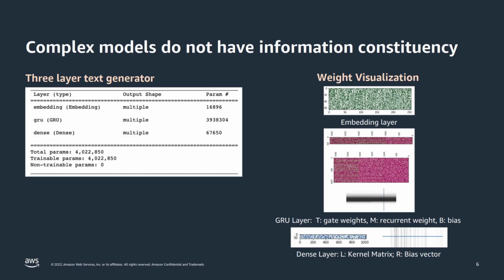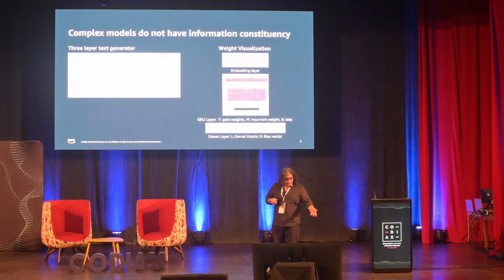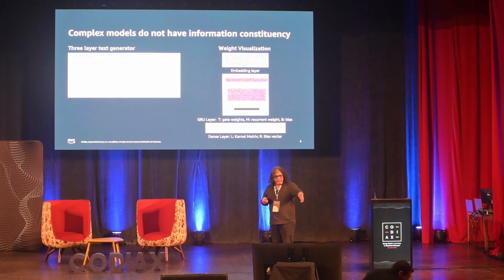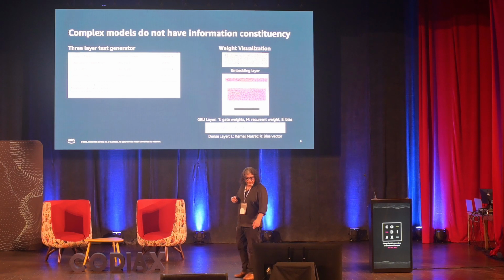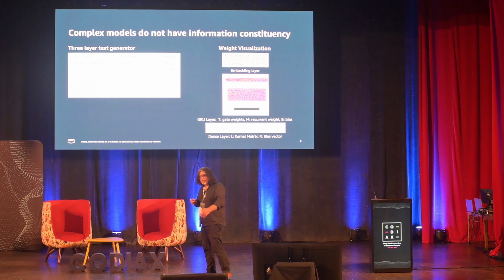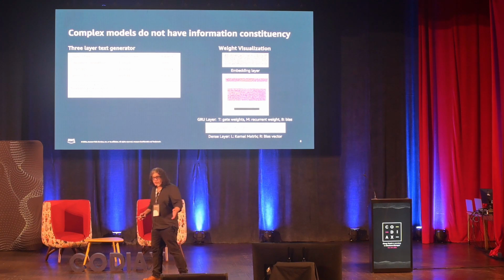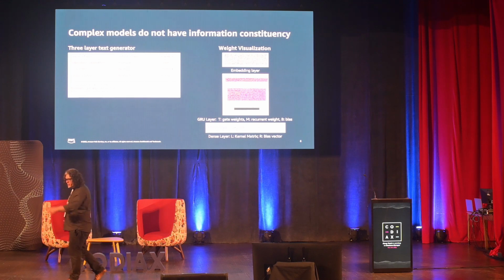There's a very simple 3-layer network that works as a text generator. It's got an embedding layer, a gated recurrent unit, and a dense layer. That tiny little network has over 4 million parameters, and it just printed some state of its inside parameters, which is what you see on the right. It helps to see, let's say, the distribution of the weights, which are not distributed in a Gaussian way, so it's not good.